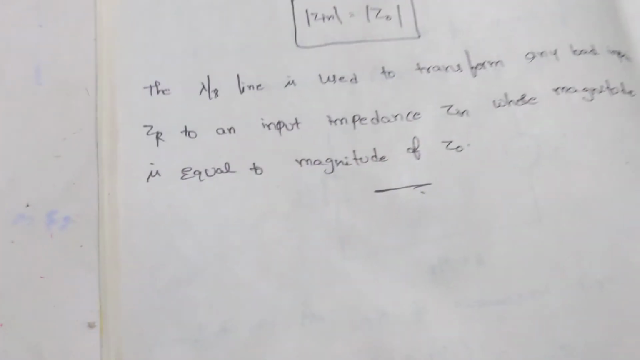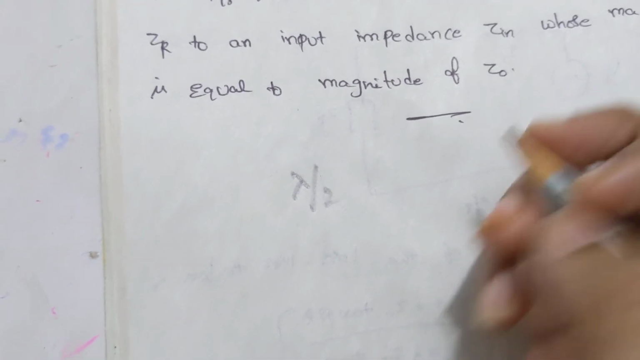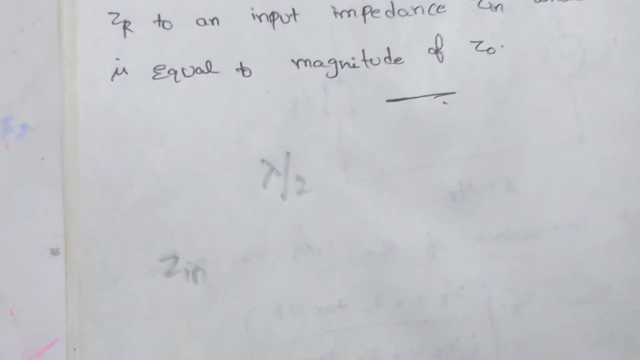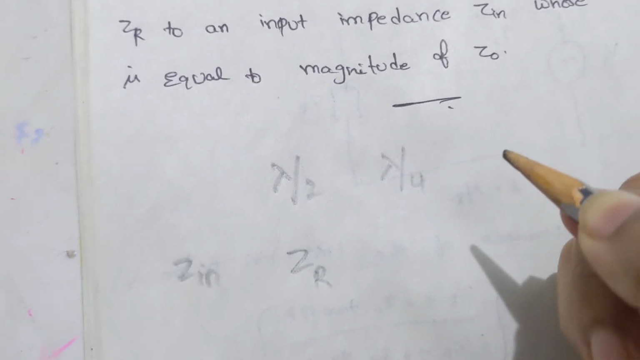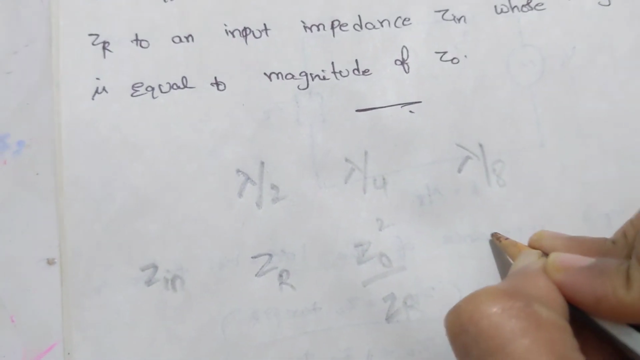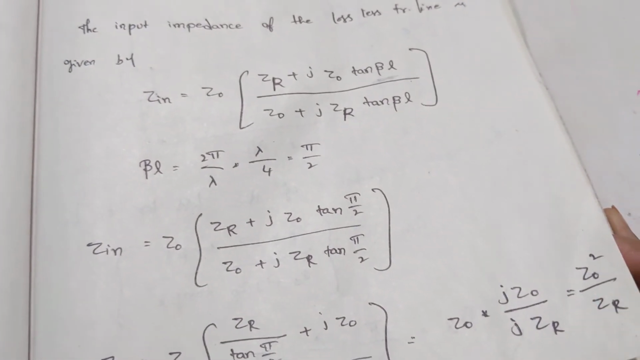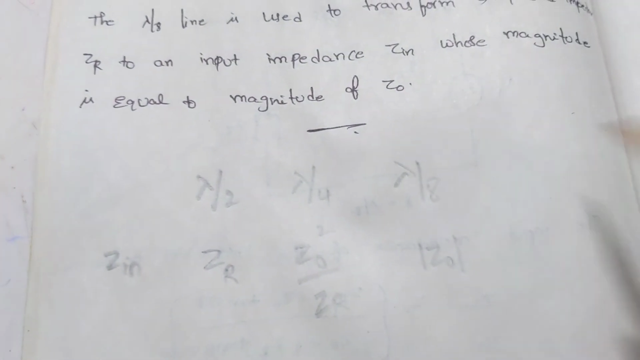Finally we can give a conclusion. When I go for the lambda by 2 line, my Zin equals my load impedance Zr. Similarly, when I go for the lambda by 4 line, it equals Z0 square divided by Zr. In a similar fashion, for the lambda by 8 line, the magnitude equals my characteristic impedance Z0. So for half wave Zin equals Zr, for quarter wave Z0 square divided by Zr, and for lambda by 8 the magnitude is Z0. This is the summary of the impedance transformations.